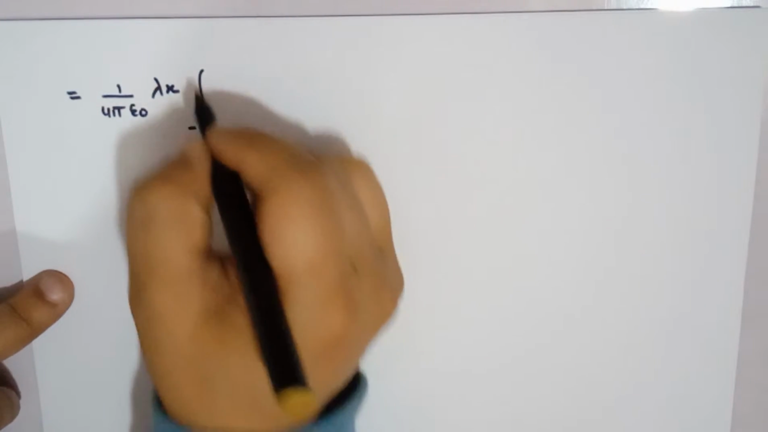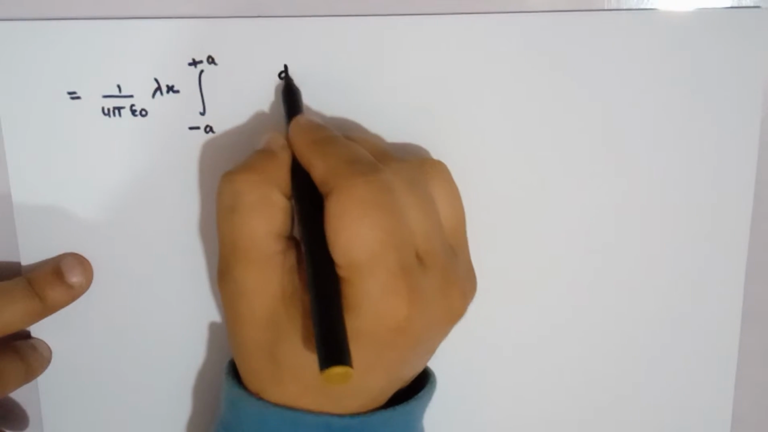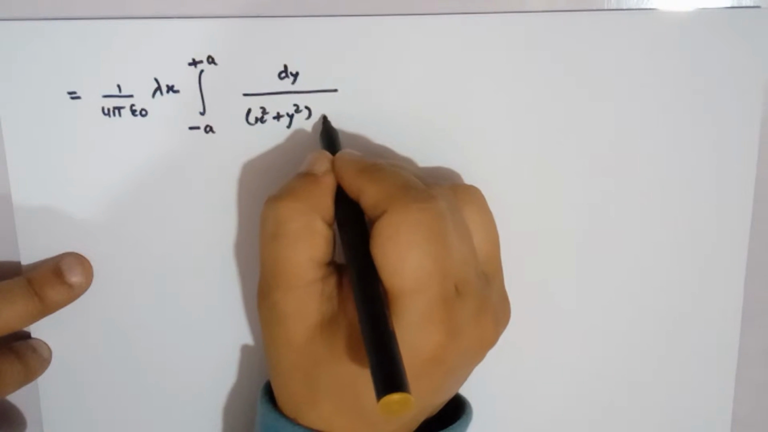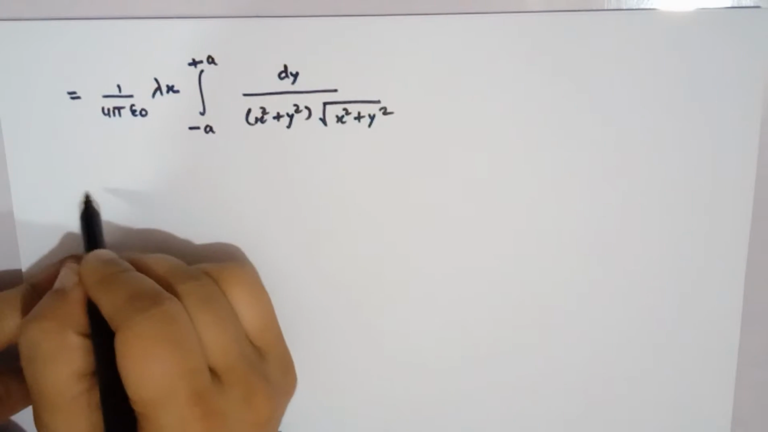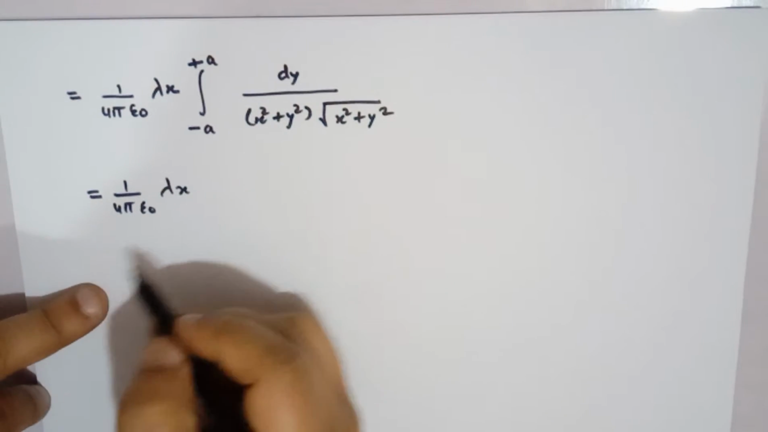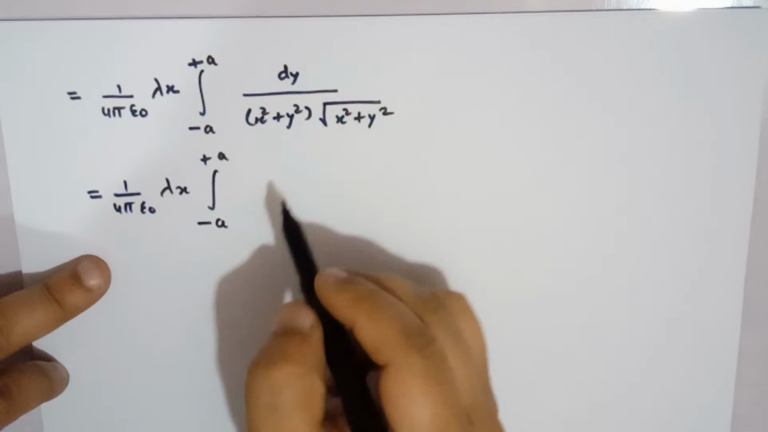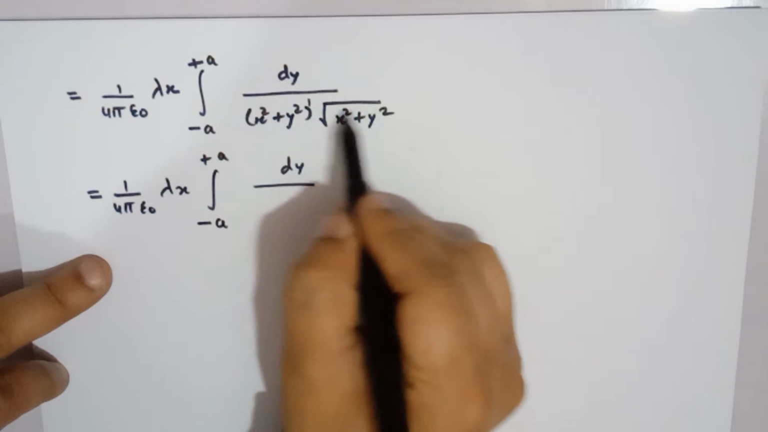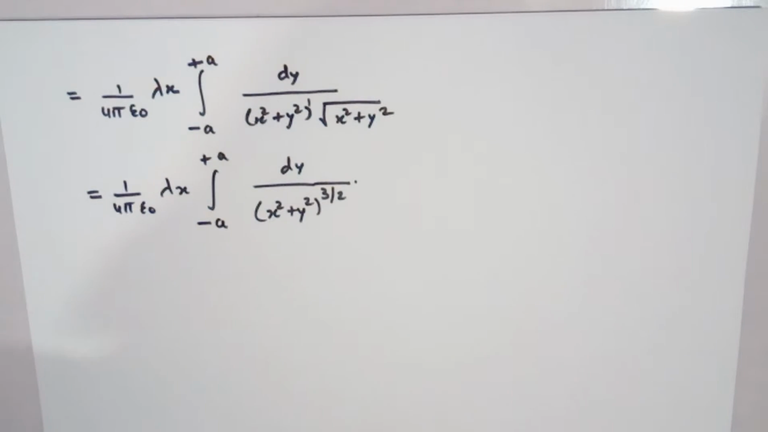So the limit is from minus a to plus a, and other terms which are not constant can remain here, which is dy over x square plus y square, and then another square root term of x square plus y square. So that can be written as 1 upon 4 pi epsilon naught, lambda into x, integration from minus a to plus a of dy by, so this has a power of 1 and that is half, so that can be written as x square plus y square to the power 3 by 2. Okay, very simple.